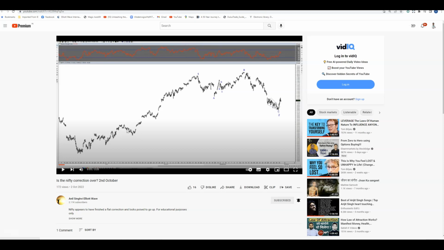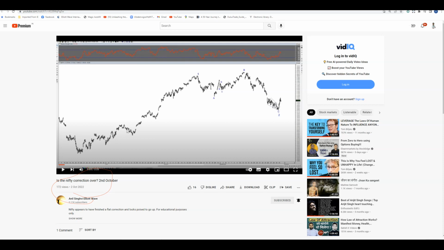Now if you remember, the last analysis which I posted was on 2nd of October. So this was posted on the 2nd of October here, that is like 3 days back, and where we said that the Nifty correction could be over, and then right then we had a huge rally on the 4th of October. So we actually identified the bottom within a day of the bottom being formed.